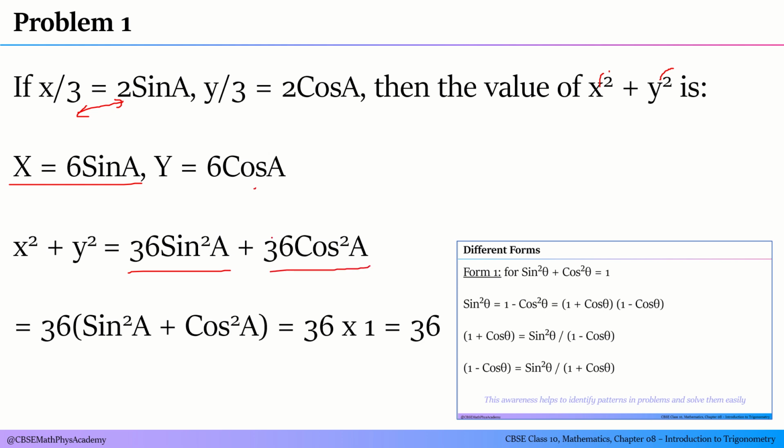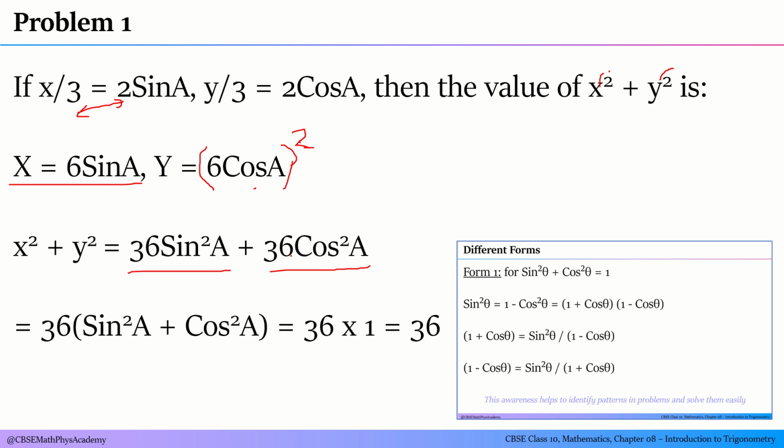Please remember, some people forget to square the 6. See, the square is applicable for the whole 6 cos a. When you do that, even the 6 needs to be squared. Some students mistakenly may leave it as 6. So don't forget that part.